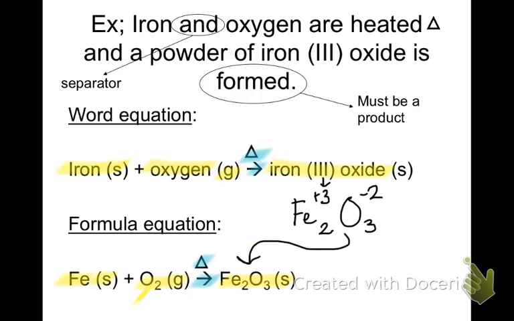So just be really careful. Just because it says iron and oxygen, you can't just write FeO. We have to write the formula just like we've been learning to. So that's my formula equation. Now, one thing that you guys may do is look at this and say, oh my gosh, there's only 1 Fe over here and 2 over there.